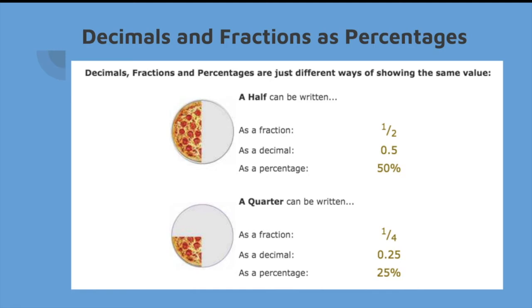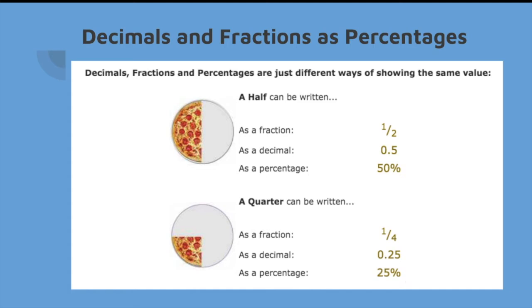Today's lesson is all about decimals and fractions as percentages. We have learned before that decimals, fractions, and percentages are just different ways of showing the same value. For example, a half can be written in three ways: as a fraction, as a decimal, and as a percentage. A quarter can also be written in three ways: as a fraction, like 1/4, as a decimal, which is 0.25 or 25 hundredths, and as a percentage, it's 25%.